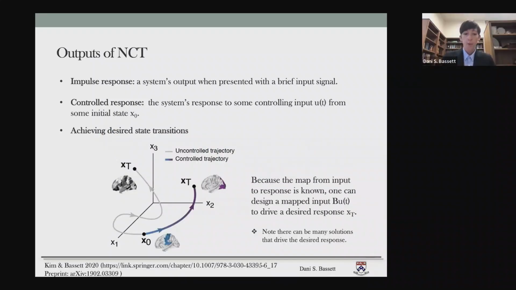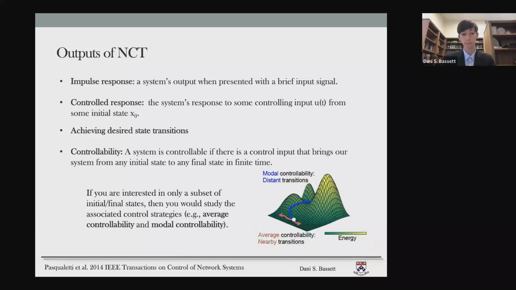The third kind of output that you can get from this approach is achieving a desired state transition. Because the map from the input to the response is known based on the model of the network and the model of the dynamics, one can design a mapped input, VU, to drive a desired response, XT. I would also note that there are many solutions that could drive that desired response. So it's interesting to think about which of those solutions may be relevant for the brain and what constraints may help the brain determine which to use.